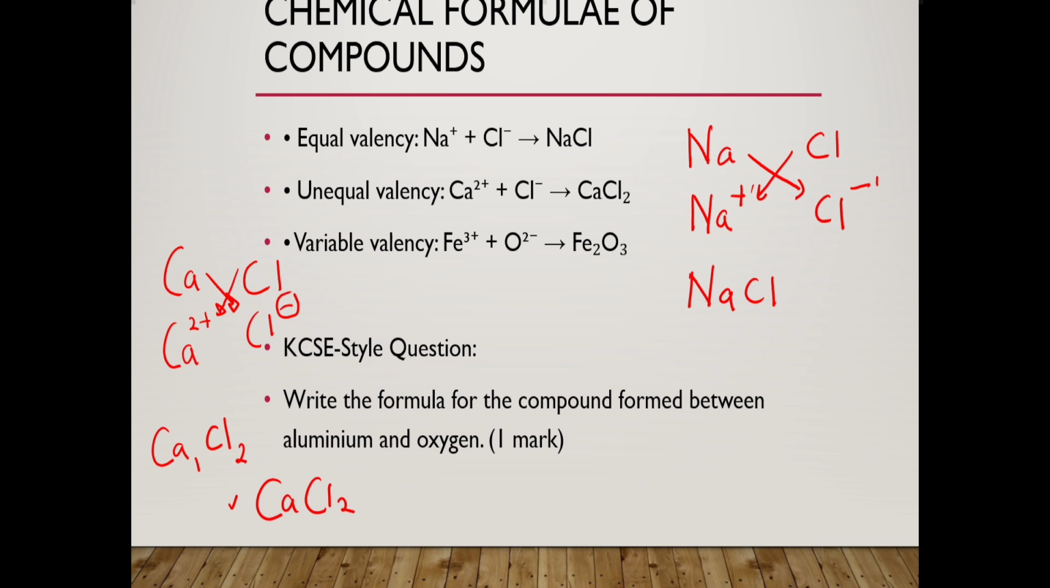So let's look at this question as well. Write the formula for the compound formed between aluminium and oxygen. Obviously the valency for aluminium is usually 3, because aluminium's electronic configuration is 2,8,3. So it is written as 3+ because it loses electrons. Oxygen is 2-. So the aluminium will take the 2 and the oxygen will take the 3. So it eventually becomes Al2O3.